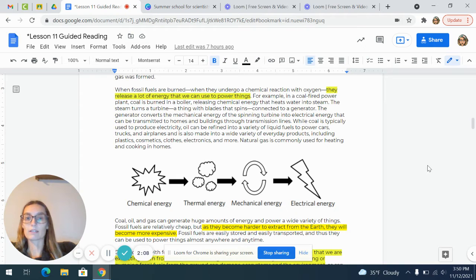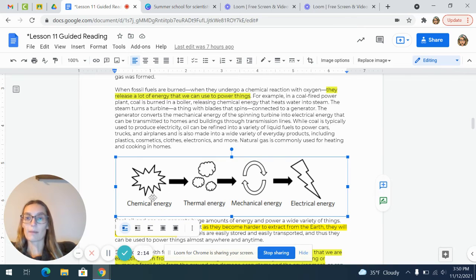And I'm just going to pause here for a second and take a look at this photo. We're talking about how energy is now being transferred from one form of energy to another. So as you read through each process, you'll see, okay, we started with chemical energy and it's going to be transformed into thermal energy, which is another term for warm or heat, so heat energy. And we just talked about how it was then turned into mechanical energy through the generator, then turning it into electrical energy, which is going to be used for power.